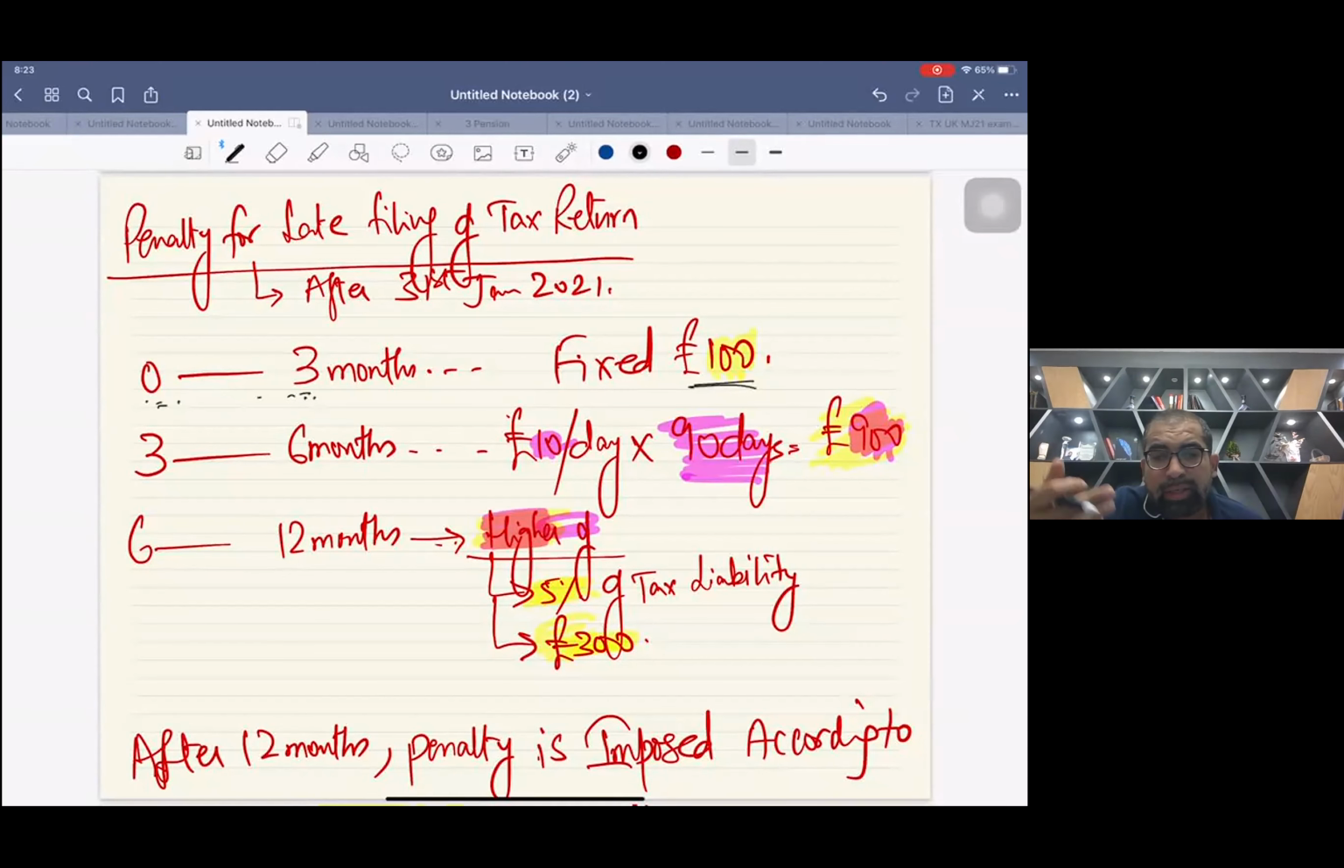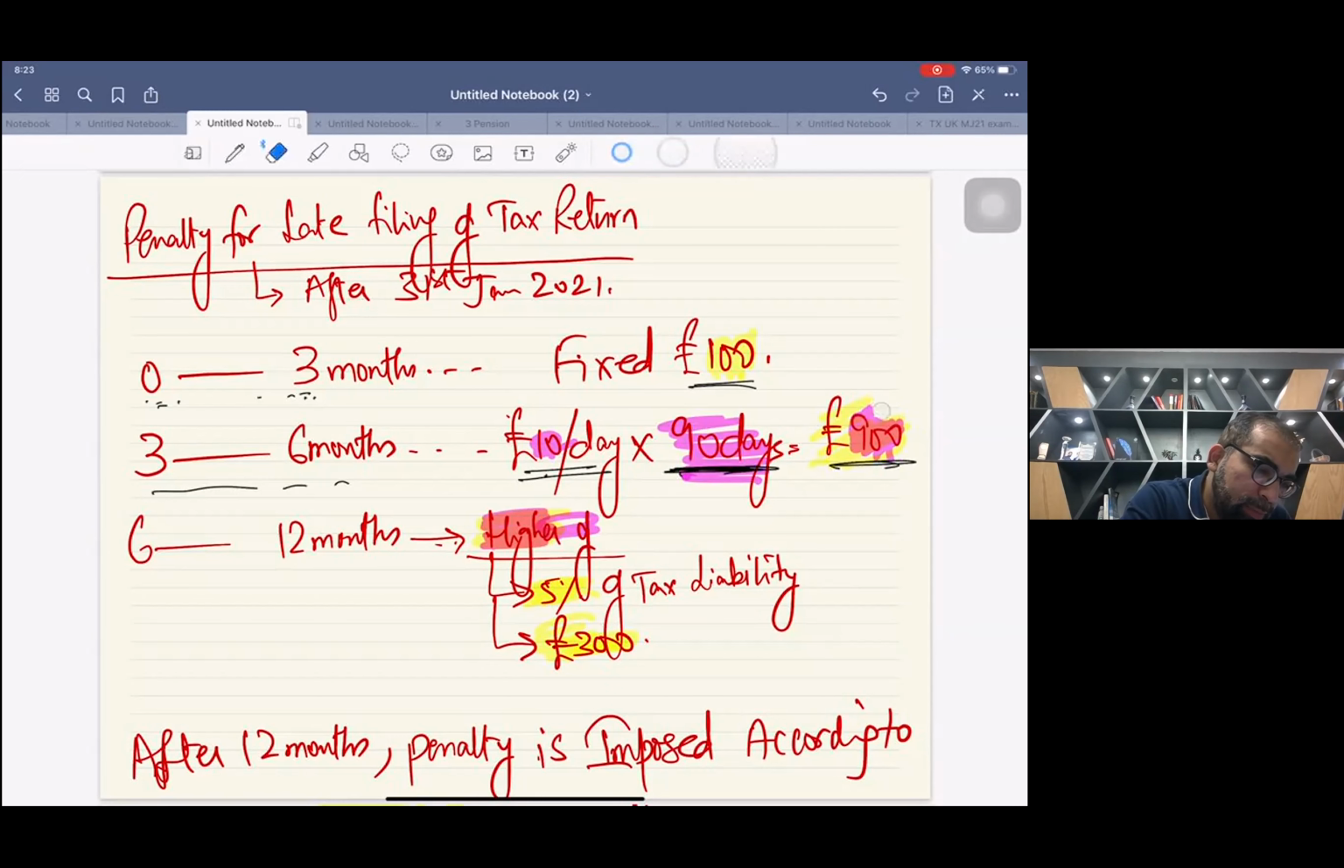But if you cross 3 months, meaning 3 to 6 months, you will have to face an additional daily penalty of 10 pounds per day. From 3 to 6 months, that is 3 months, which means 90 days. So 10 pounds per day multiplied by 90 days is 900 pounds. Okay, students, this is an additional penalty.